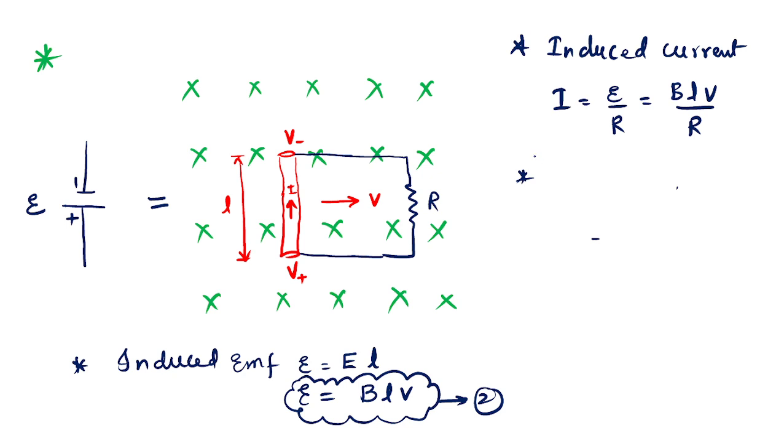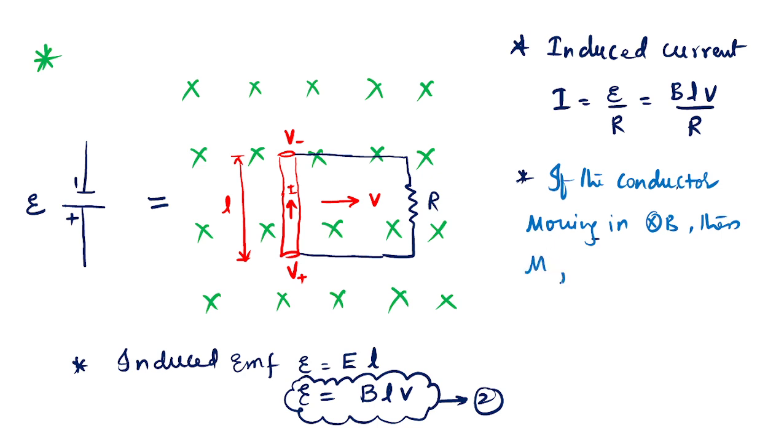Next, for example, magnetic force also can I find? So if the conductor is moving in a magnetic field, which is going in, then what is the magnetic force? Magnetic force will be, you have studied as BIL sin theta, right? So here F is equal to BIL. Right now they are all perpendicular to each other. Yes or no? So BIL we have it here.